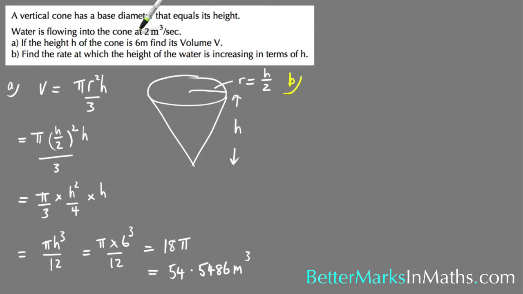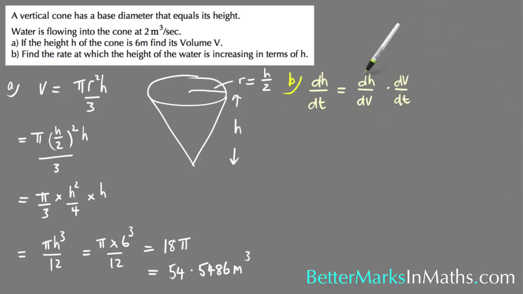Part B, find the rate at which the height of the water is increasing in terms of h. So the rate at which the height of the water is increasing is going to be the change in height with respect to the change in time, or dh/dt. And being a related rates question, you're going to have to connect this with the rate that you're given here, which is a volume unit per time. So that's going to be dV/dt. So dV/dt is going to be in this formula. And so this is just going to become dh/dV, and then dV/dt here.